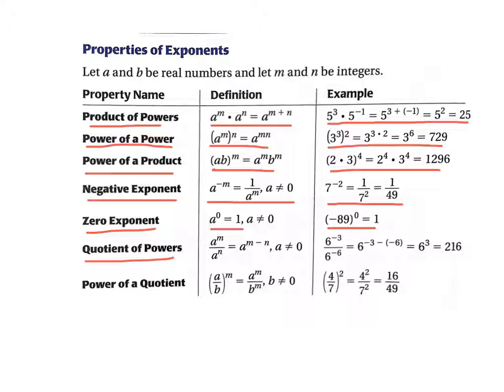Quotient of powers. When you divide, go back up here a minute. When you multiply the same base, you added the exponents. So it makes sense that when you divide the same base, you subtract the exponents. And that's what's going to happen right there.